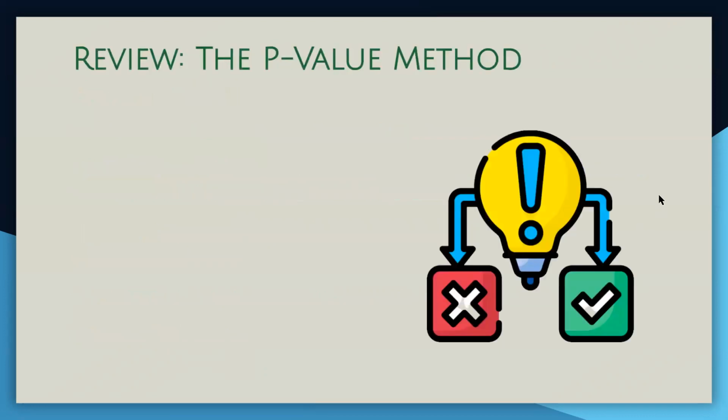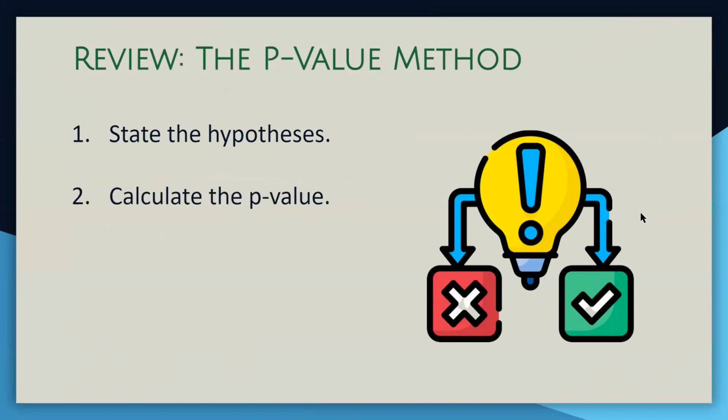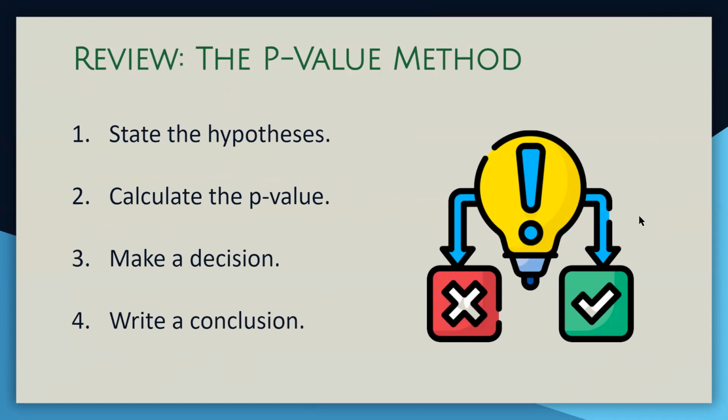So let's quickly review the p-value method. We state our hypotheses. In this case, there isn't any concern about identifying your claim. We're going to calculate the p-value. We're going to make our decision, just like we've done before, and then we're going to write a conclusion.